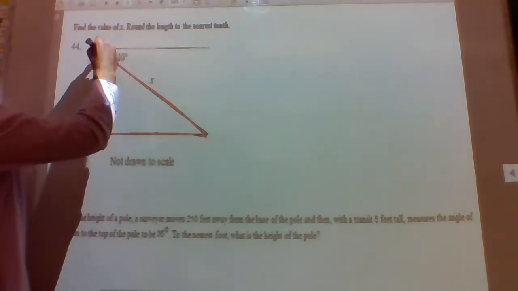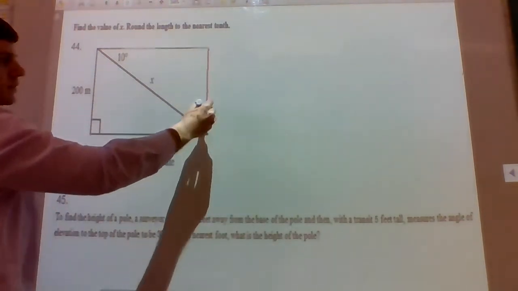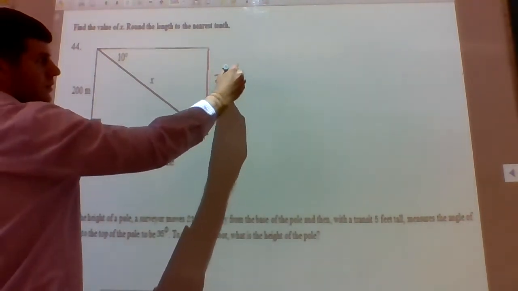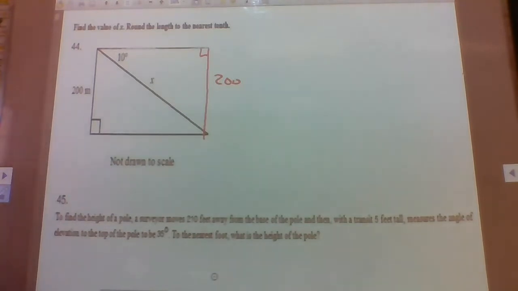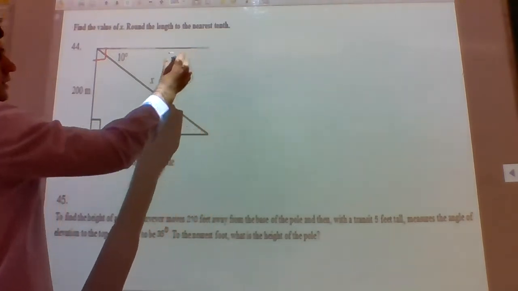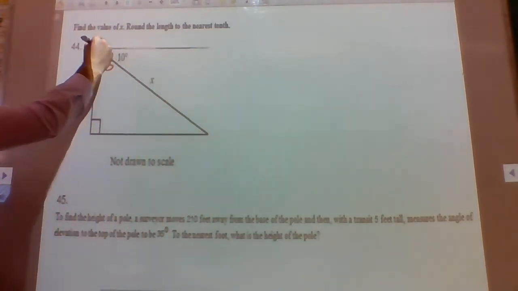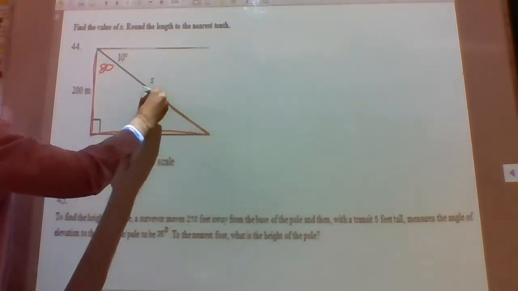You could also put a line here and say this is 200. But let's do the other way. Let's say this is a right angle, and so 90 minus 10 is going to be 80. They're complementary. So now we have this right triangle.